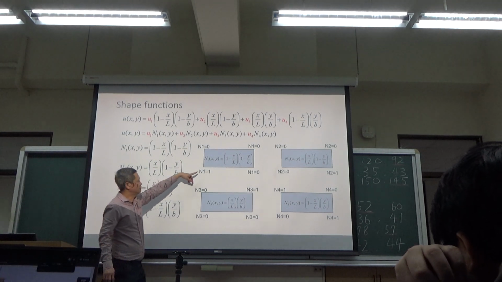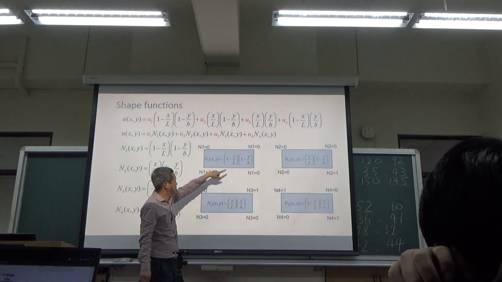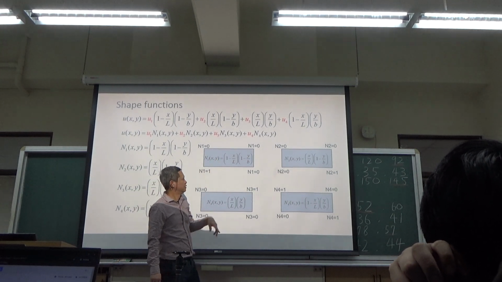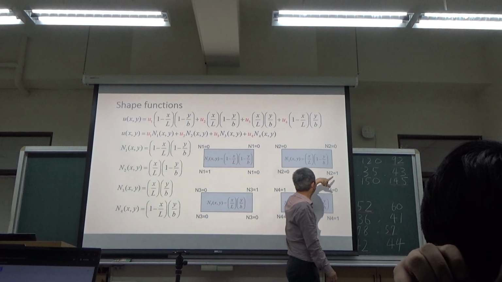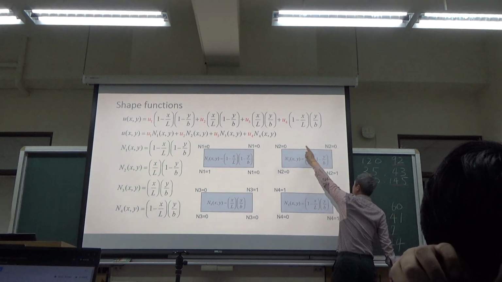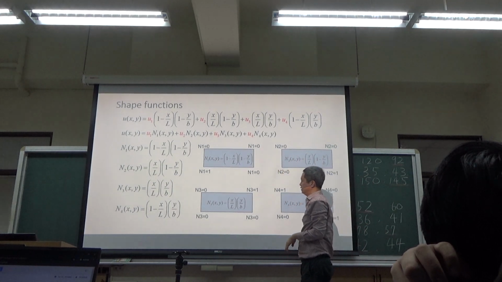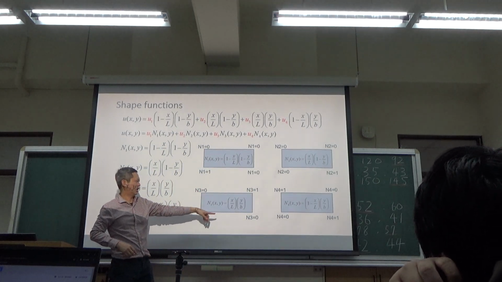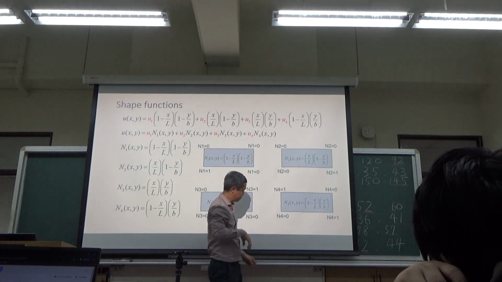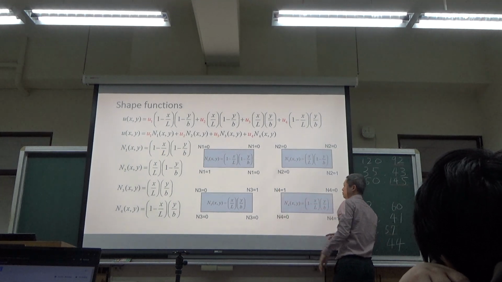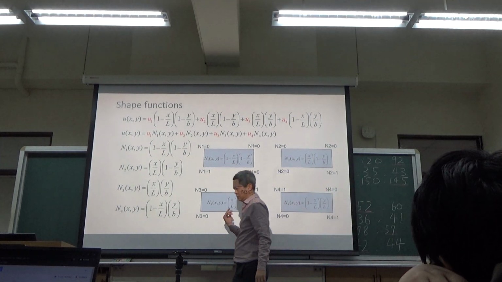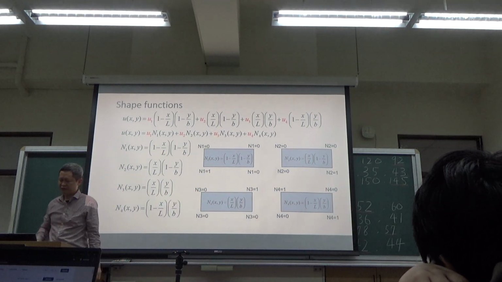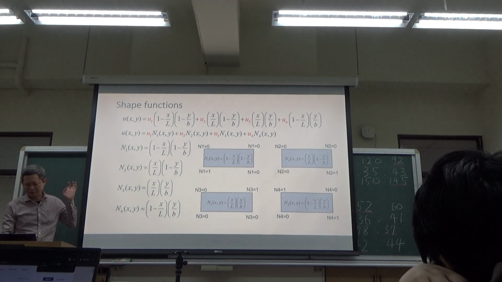Okay. Just to confirm, are these shape functions valid? Shape function for node 1 is 1 on node 1, and they are 0 on other nodes. Shape function 2 is 1 on node 2, and all are 0 on the others. Shape function 3 is 1 on node 3, and they are 0 on all other opposite nodes. And shape function 4 is 1 only on node 4. On other nodes, they are all 0. Okay? This gives you the impression of the shape function.